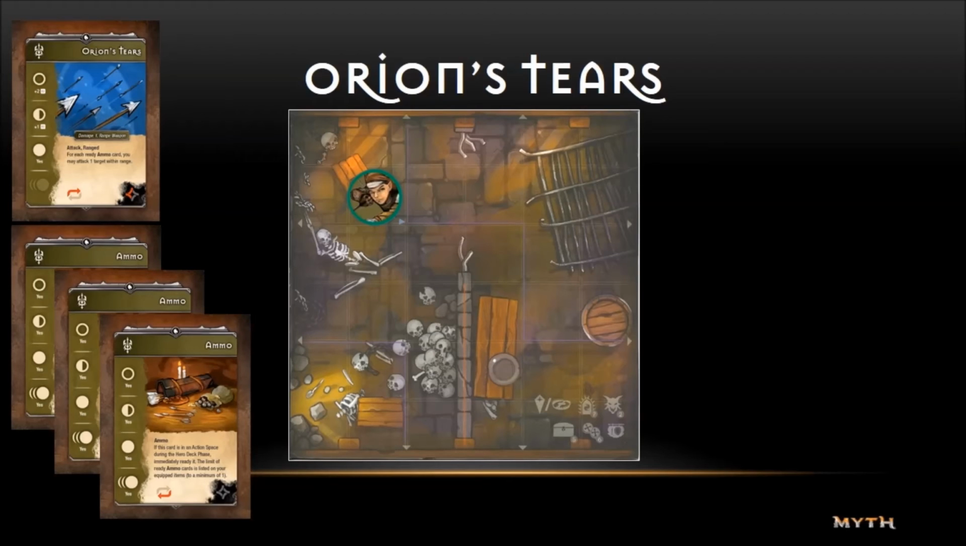Orion's Tears. This card allows me, for every readied ammo card that I have, I can attack one target within range. Let's say I have 3 ammo cards readied, giving me the ability to attack up to 3 targets. And let's take a look at the targets themselves.